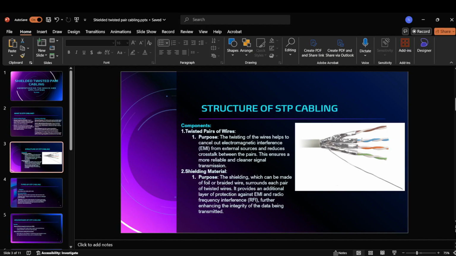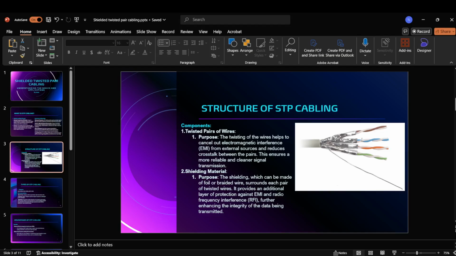Next, I'll talk about the structure of STP cabling. These are the components that are in STP cabling. One of them is just twisted pair wires. The twisting of the wires helps to cancel out electromagnetic interference from external sources and reduces crosstalk between the pairs. This ensures a more readable and cleaner signal transmission.